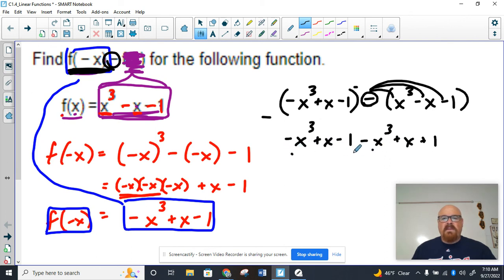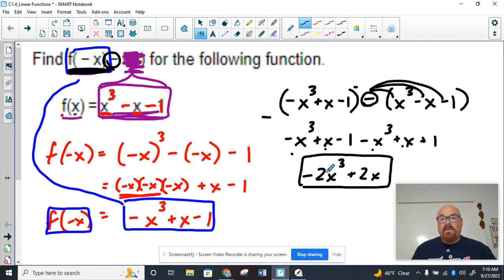We have two of these negative x cubed, so negative 2x cubed. We have a positive x and a positive x, which is a positive 2x. We have a negative 1 and a positive 1, which will cancel each other out. We're left with just that. So that's our final expression after we substitute those values in.